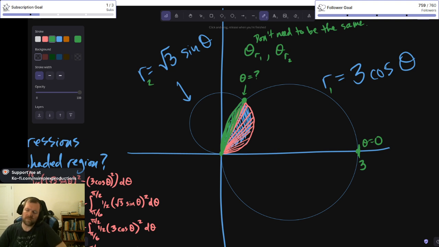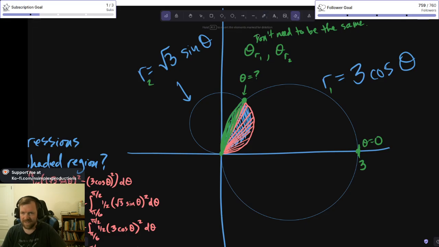Oh, wait a minute. No, they are the same. Never mind. Yeah, because this is the same literal angle. Never mind.